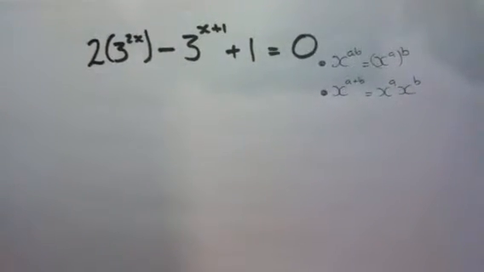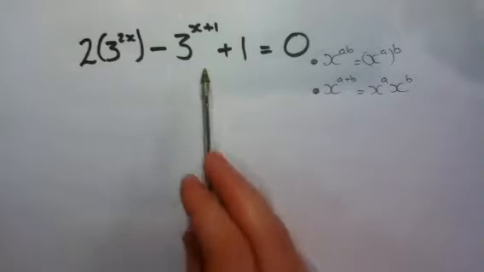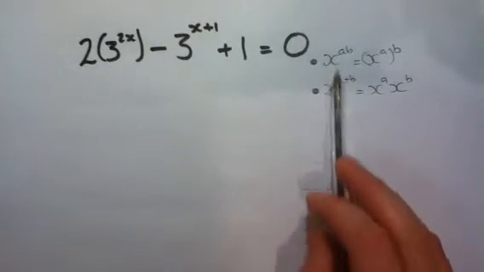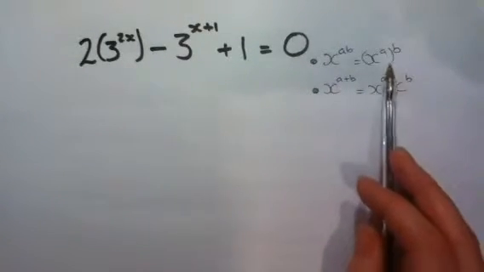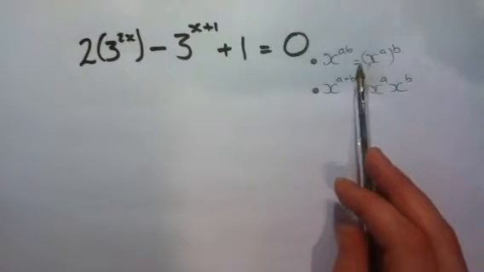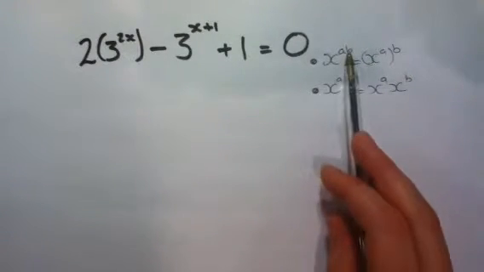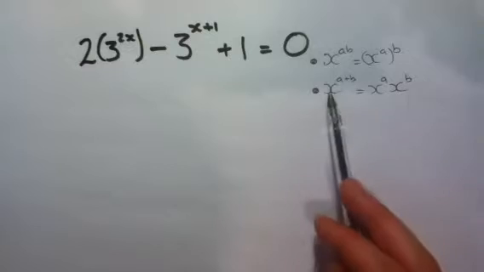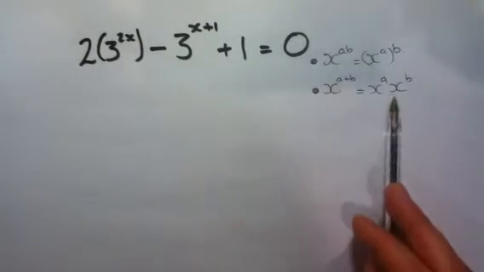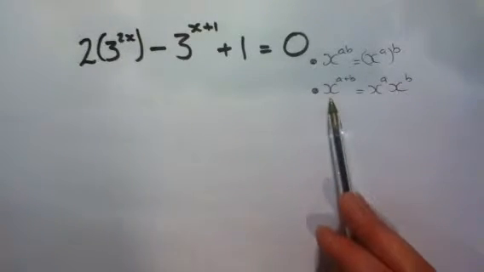Right, this type of equation, this is the hardest type. And to solve this type of equation, you're going to need these two rules of indices, which usually you see written the other way around. You normally see x to the a all to the b is x to the ab, and x to the a times x to the b is x to the a plus b, but I'm going to use them in this direction rather than in this direction.